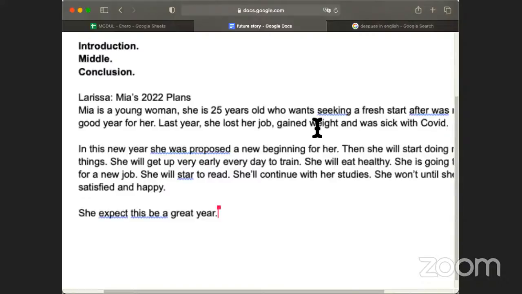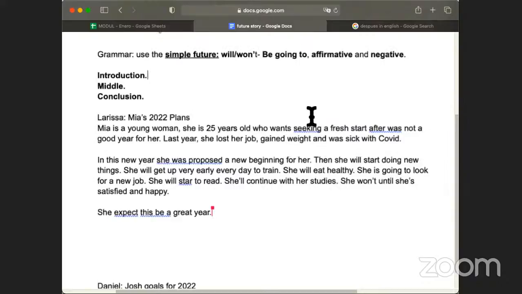Okay, so let's review some typos. This is a different topic, but just know that sometimes when we have a verb, after this verb, it changes. This is an example. After want, we use an infinitive, which is to seek. Just so you know, this is a completely different topic. And after was not a good year, we always need the subject, right? That's why we have to put it, because we're talking about the year.